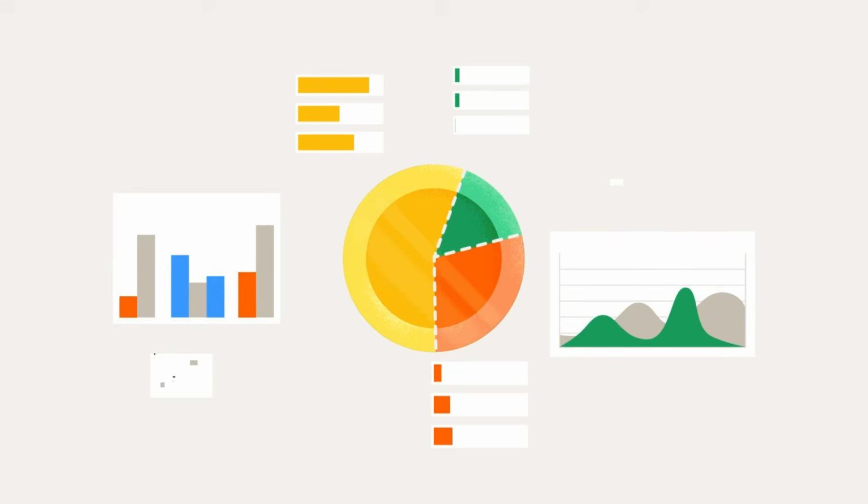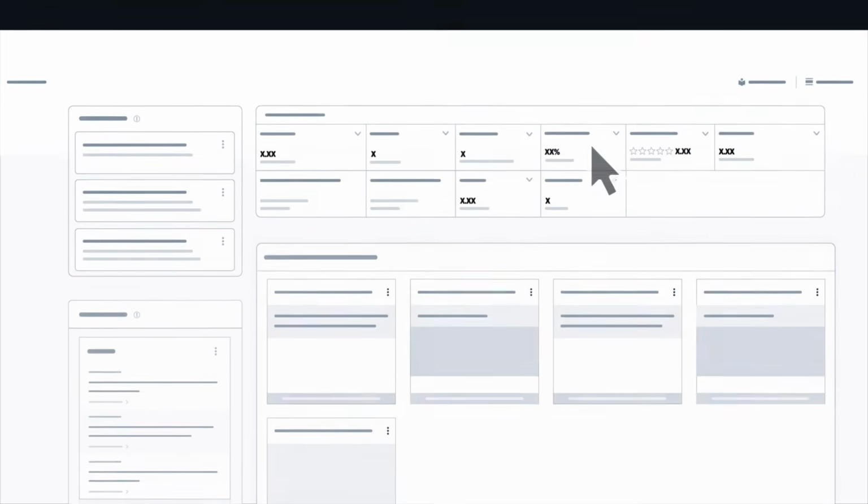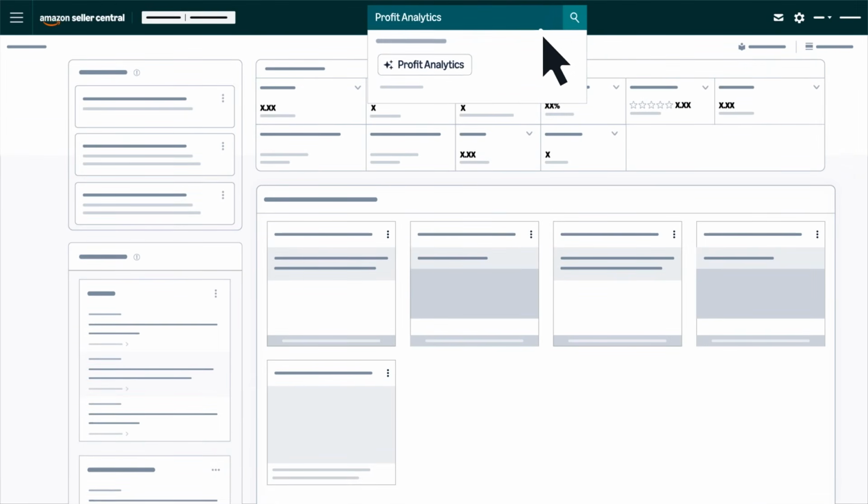For more information and guidance for leveraging Profit Analytics for your business, visit the Profit Analytics help page in Seller Central.